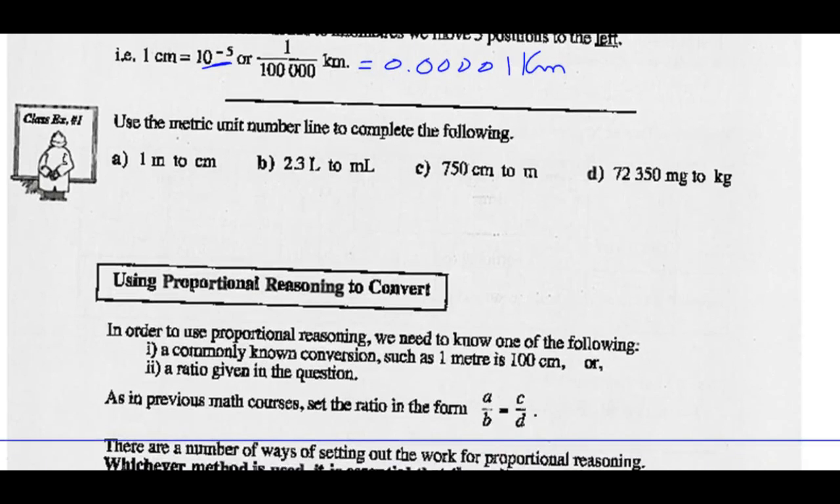All right. So use the metric number line to complete the following. I would like you to do that real quick. Just pause this recording and try these 4. Make sure you get them right. Then you can start it up again.